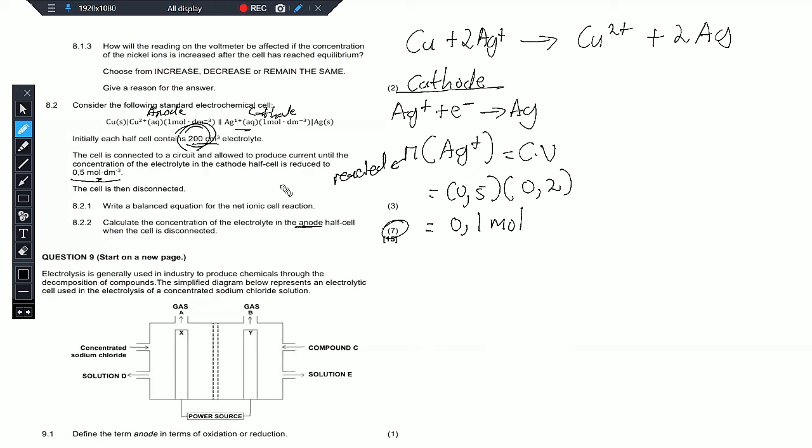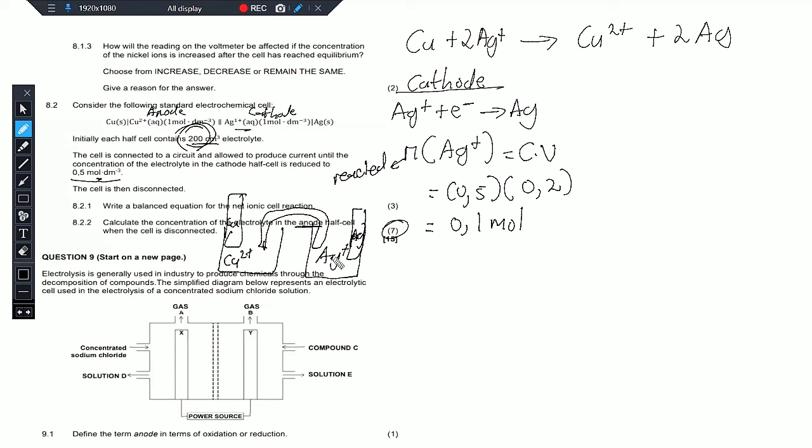But then if we are to compare it to the ratio of the Cu, the copper, right? So this is what we have here. On the cathode, we have the Ag+ here, and then obviously our electrode is Ag. And then we have our salt bridge like that. Then right here on the anode, we have our Cu2+, and then this here is Cu.